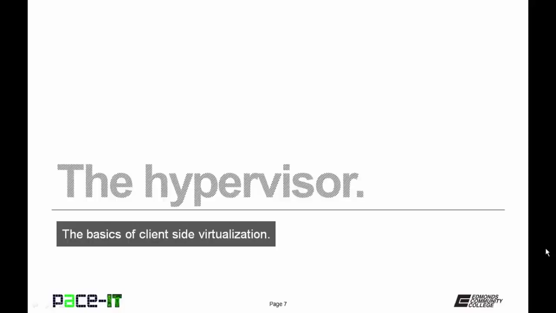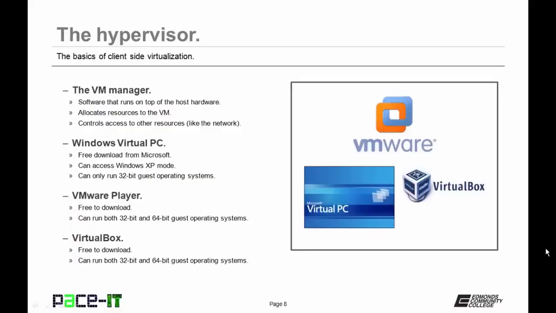Now let's discuss the hypervisor. So you may be asking yourself, what is a hypervisor? Well, it's the virtual machine manager. It's the software that runs on top of the host hardware that allows for virtualization. It's what allocates resources to the virtual machine, and it controls the virtual machine's access to other resources, like the network. There are a lot of hypervisors that are out there and available.